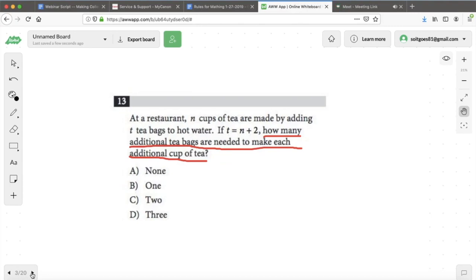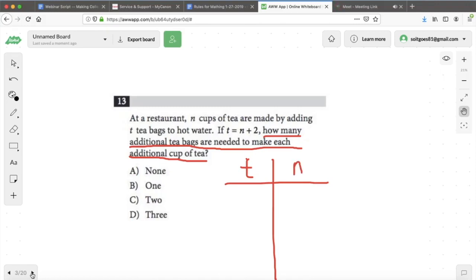It's actually simpler if we make it concrete. Okay, and start dealing with actual numbers. Because it's not 2. We're going to find out what it is here. So here's what I'm going to do. I'm going to create a T chart, and test values. We've got values for T, which is the number of tea bags, and then N, which is the number of cups of tea. Does that make sense? Yes.